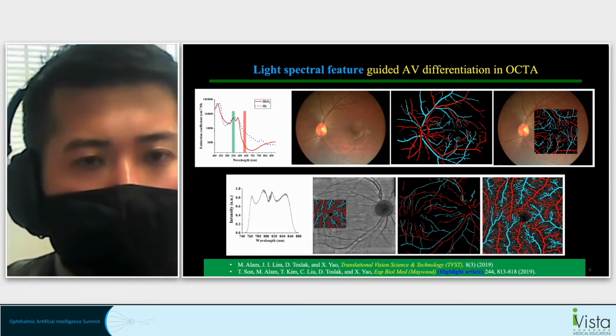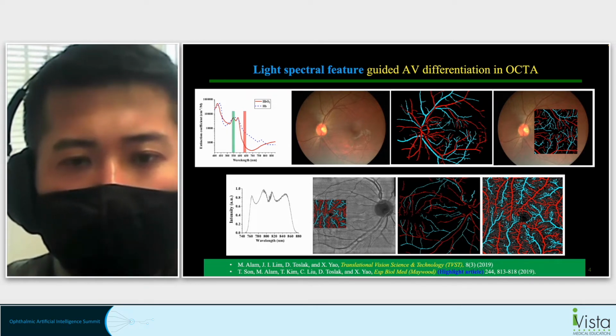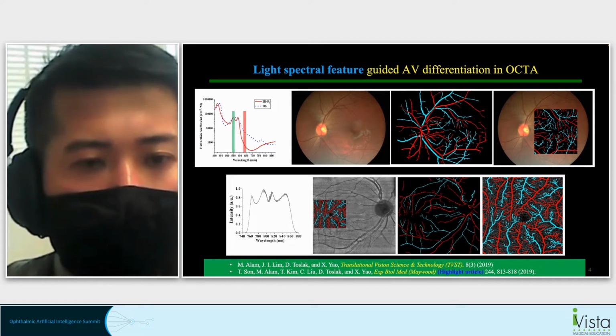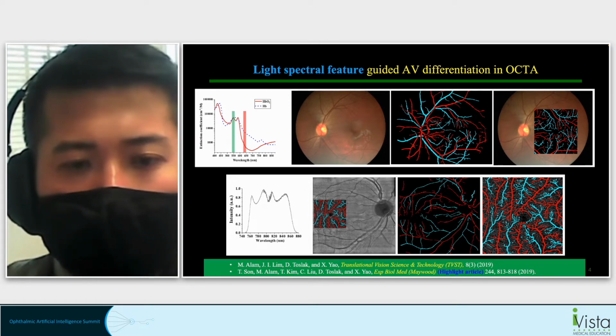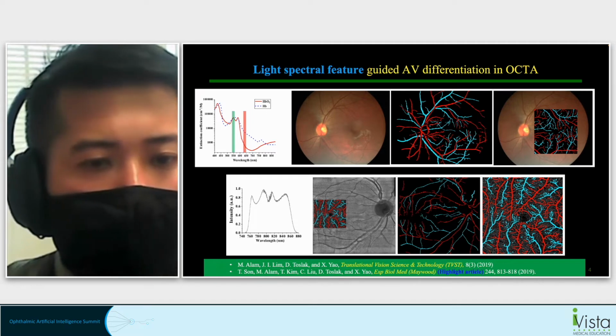Furthermore, OCT and OCTA are from the same imaging modality. Therefore, OCT-guided AV differentiation in OCTA can hold promise for easy use in a clinical setting.